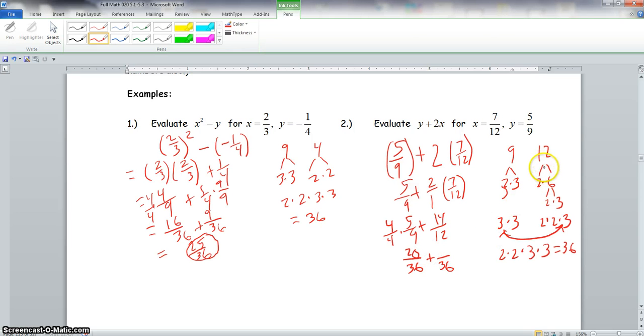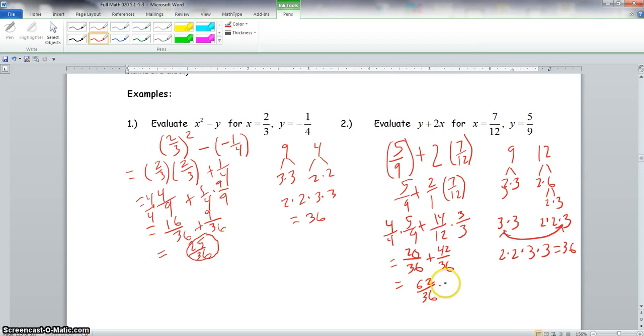Now we ask ourselves, what does 9 have that 12 does not? Now 12 has 1 3, but 9 has 2 3's. So we will multiply that numerator and denominator by 3. Now 12 times 3 is 36. 14 times 3 is 42. So now we add them. 20 plus 42 is 62 divided by 36.